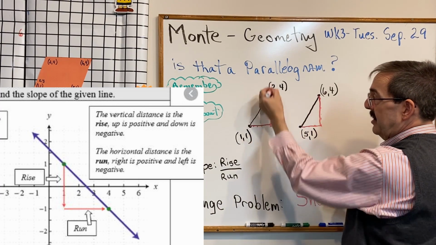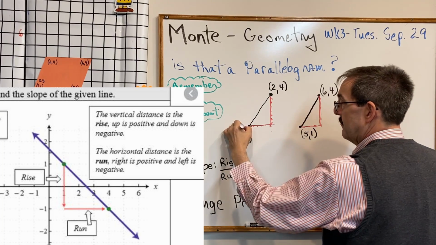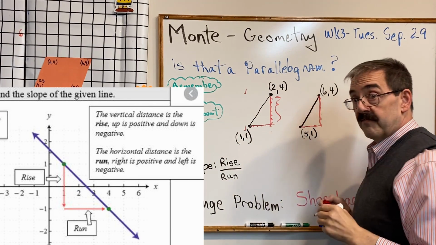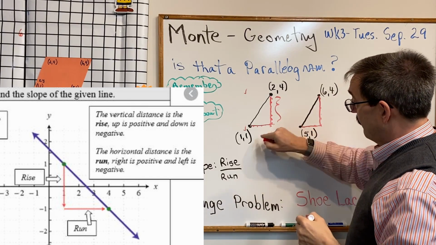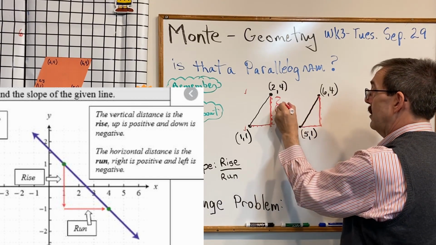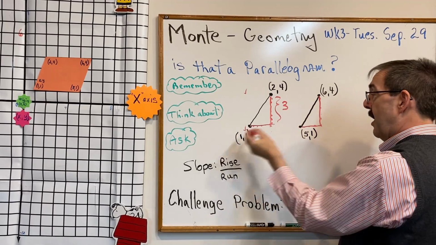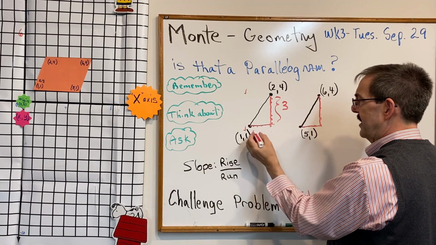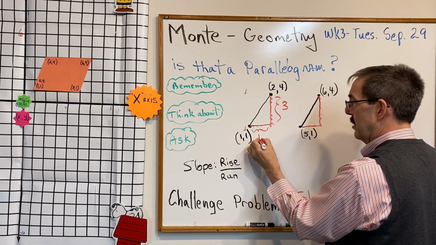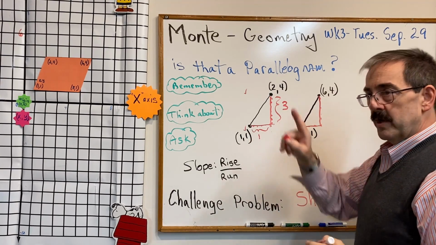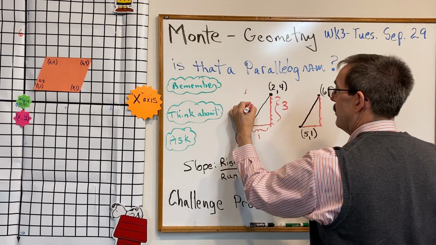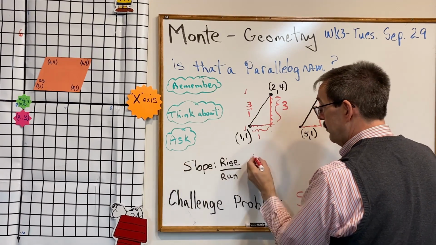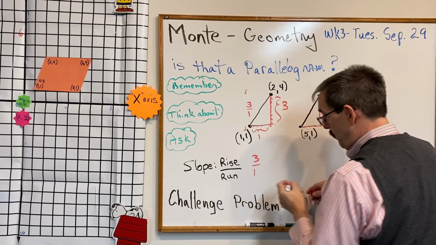Okay? Let's do the math. How far is the rise? From 1 to 4. How far from 4 to 1? It went up from 1 to 4. That's 3 units. How far over? From 1 to 2, that's 1 unit. Rise over run. 3 over 1. That is the slope. 3 over 1.